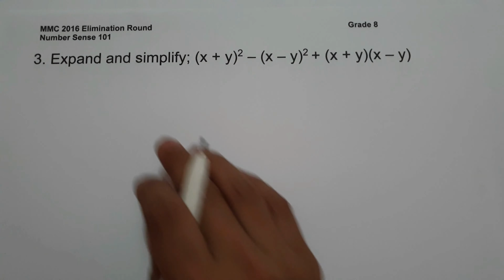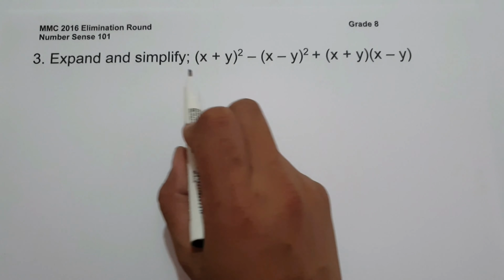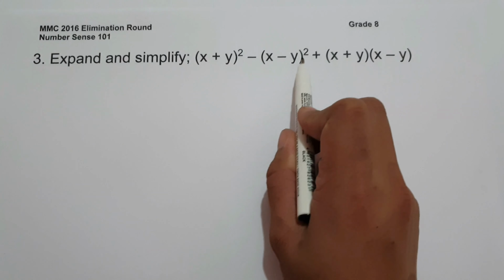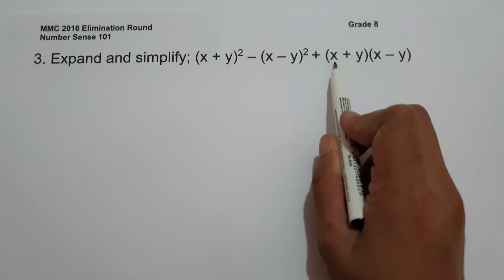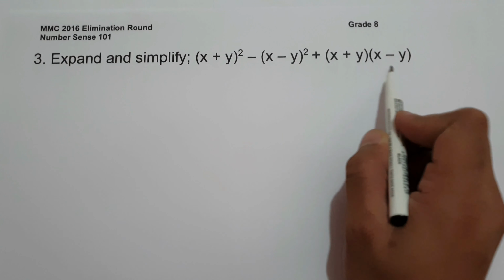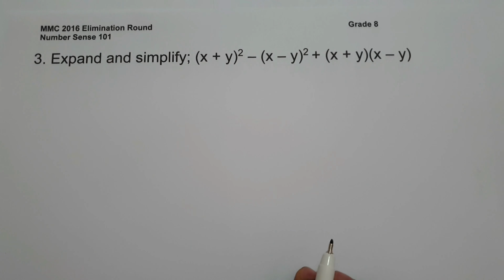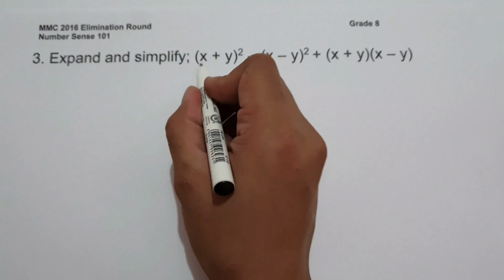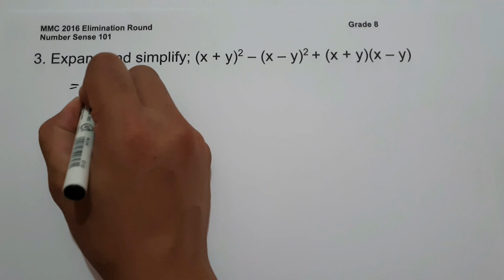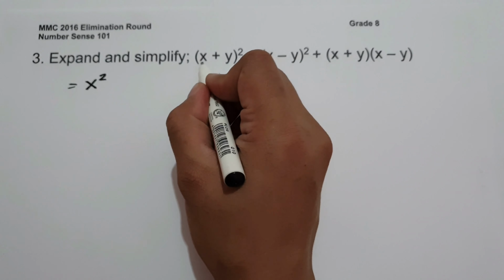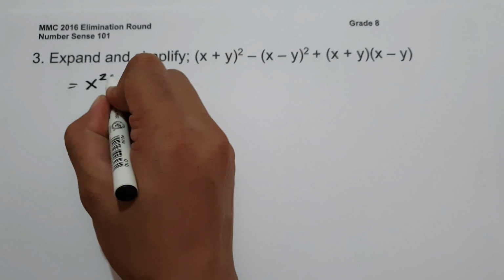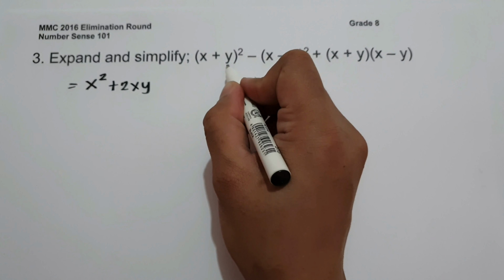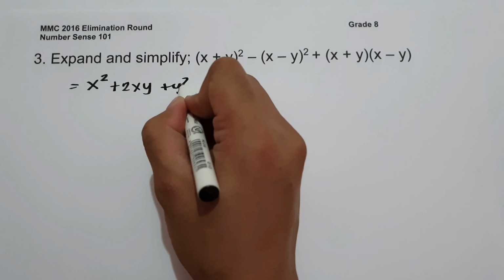On number 3, expand and simplify the quantity (x plus y) squared minus the quantity (x minus y) squared plus the quantity (x plus y) times (x minus y). So to simplify the given expression, let us square each binomial. x times x, that is x squared. And then x times y multiplied by the constant 2, that is 2xy. And then y multiplied by itself, that is y squared.